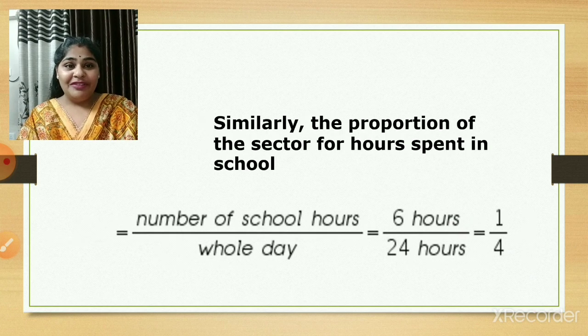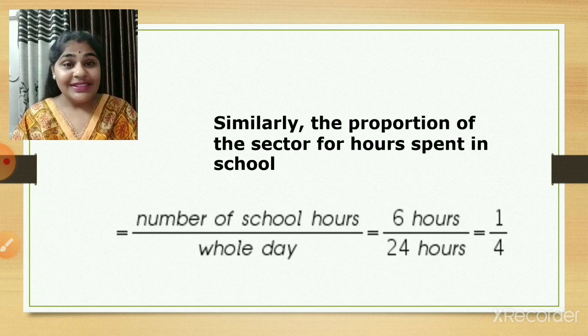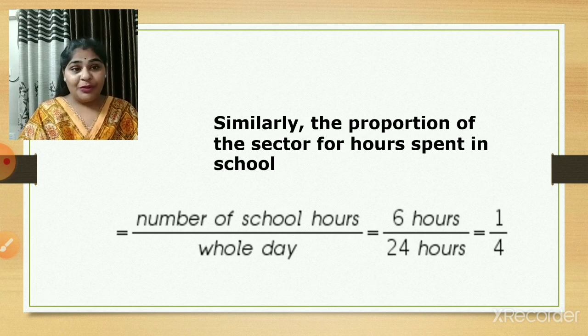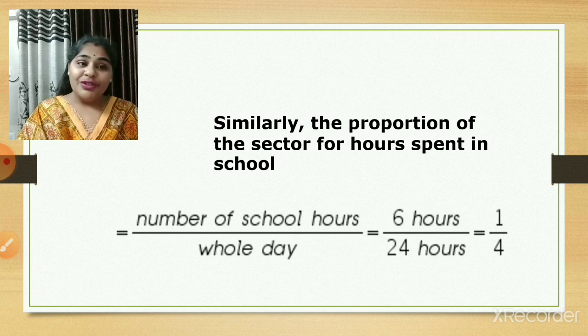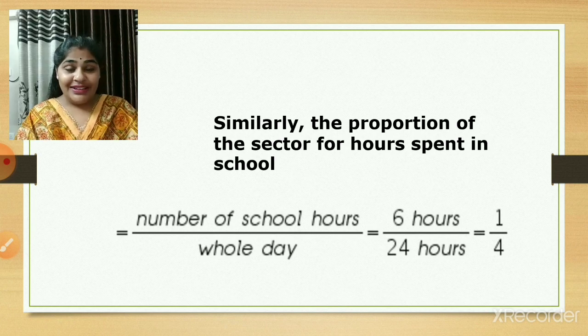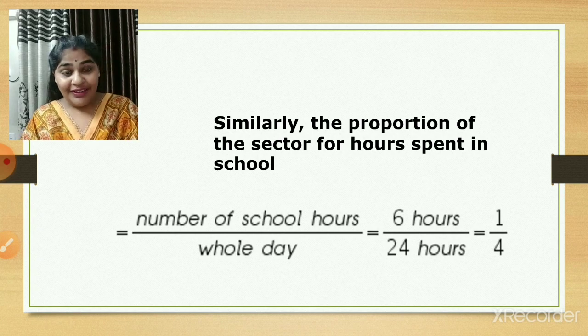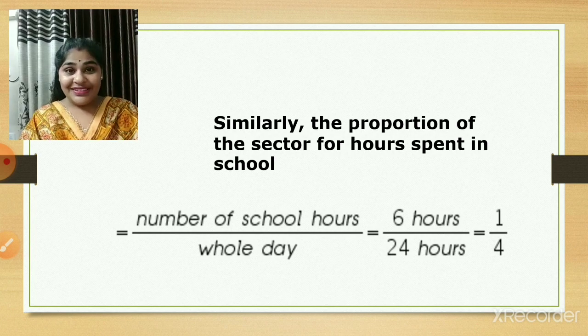One more example we will see. Similarly, the proportion of a sector for hours spent in school. We have seen in the pie chart it was given that the child spent 6 hours in school. So how to find the proportion? The total hours in a day we know is 24. So 6 upon 24, that is 6 out of 24, and if we bring it into the simplest form, we will get 1 upon 4. So 1/4 portion of a day the child spent in school. I hope this is clear, children.